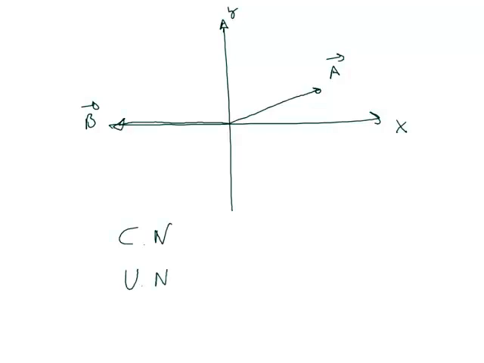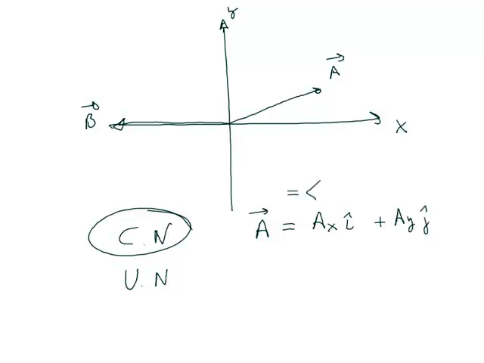And I will start with this one. Component notation looks like this. Vector A is equal to A_x i plus A_y j. Some people may want to go faster, skip the i and the j, and write it like this, whatever rocks your boat.